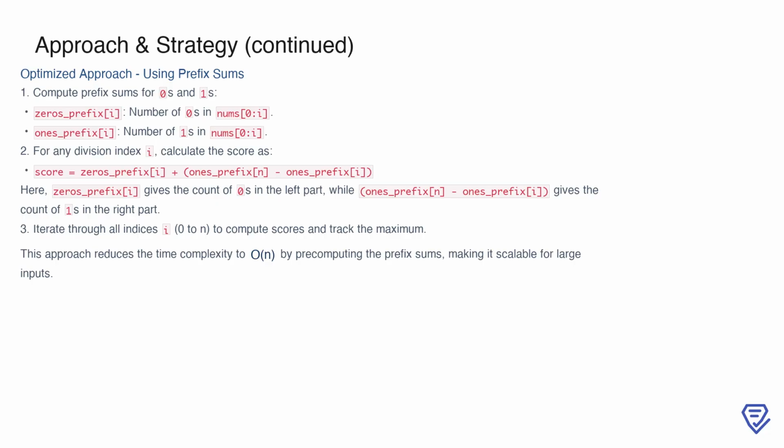Specifically, we define two prefix arrays, one for zeros and another for ones. The score for any division index can then be computed as the sum of zeros in the left part and ones in the right part, derived directly from the prefix arrays. With this setup, we only need a single pass to compute the prefix sums, and another pass to evaluate scores for all possible divisions. This reduces the time complexity to n, making it much faster than the brute force method. However, we do require additional memory to store the prefix arrays, which could be a consideration for extremely large inputs.